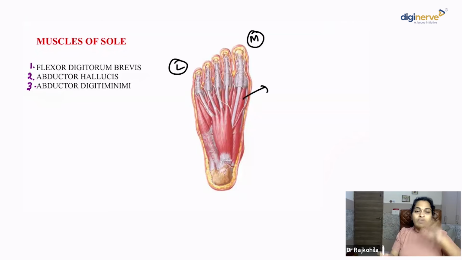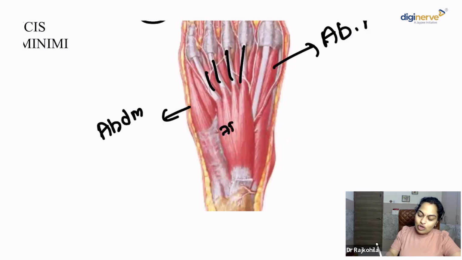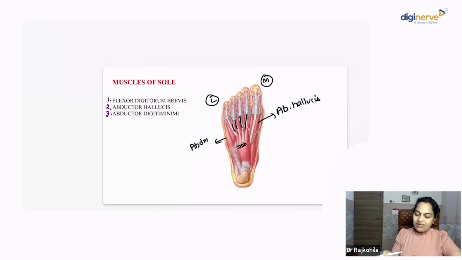The one, as I told you, remember in the thenar and hypothenar, I told you the ones at the borders, they are the abductors, right? So this is abductor hallucis. And this is abductor digiti minimi. And this muscle you can see dividing into four tendons. This is the flexor digitorum brevis. You will not have a confusion in identifying if you have understood, right? So I'll help you identify the muscles and last we can go to the nerve supply.